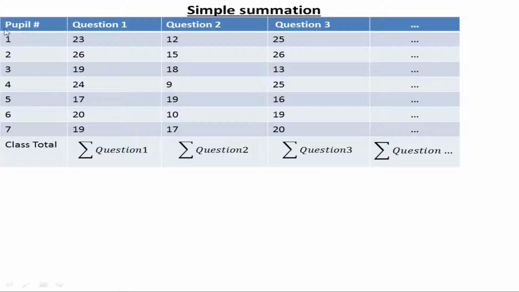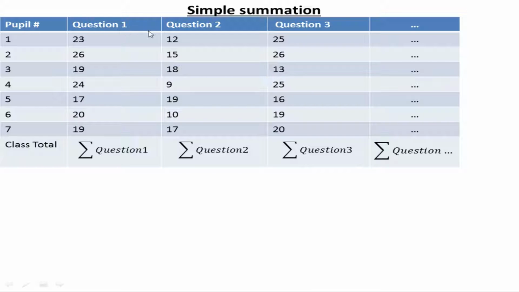So we have class and we have a class total. And we have the questions, so pupil 1 scored 23 on question 1, pupil 2 26, and so on. The class might be a bit bigger. So how do we want to know the class total?